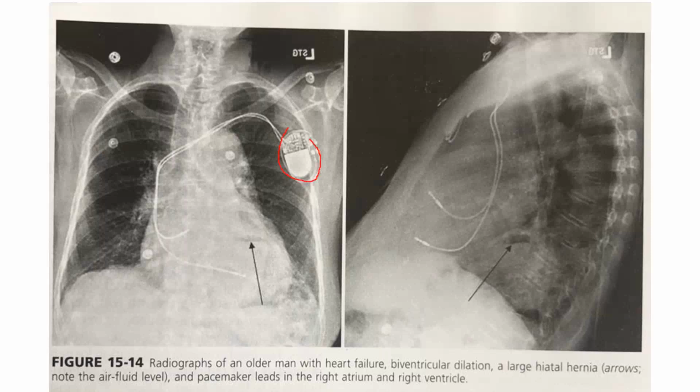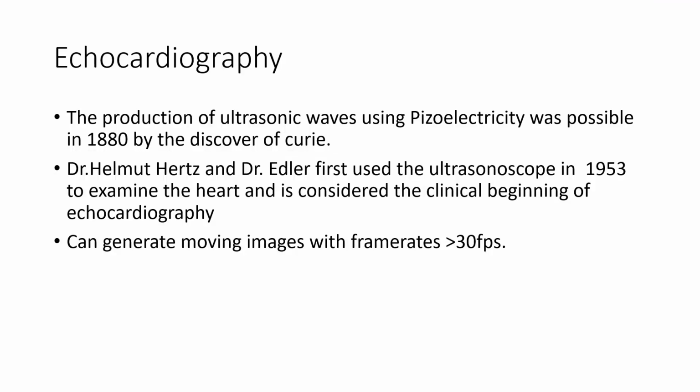This is an X-ray depicting the position of a pacemaker. This is a dual chamber pacemaker. This is where the pacemaker is present with the two leads, one in the right atrium and one in the right ventricle. We can see the pacing leads in the right atrium and right ventricle in the lateral X-ray. And he also has a large hiatal hernia, as we can note the air fluid level inside the thoracic cavity.